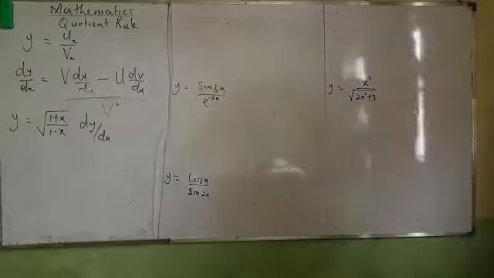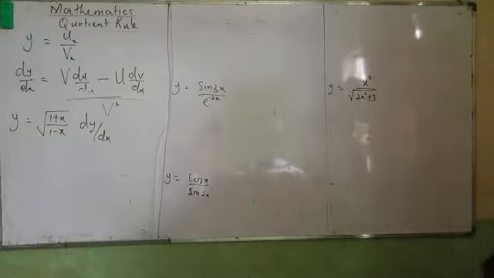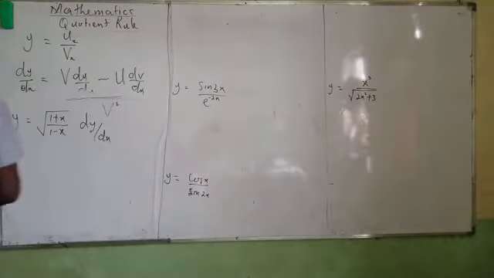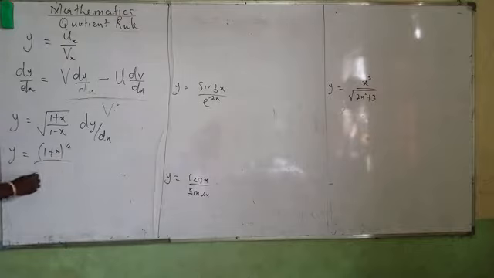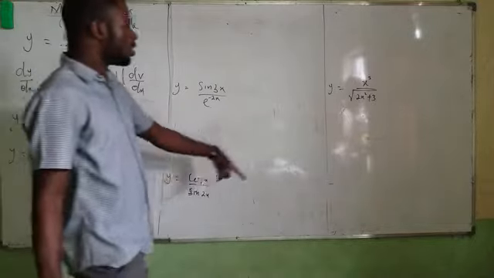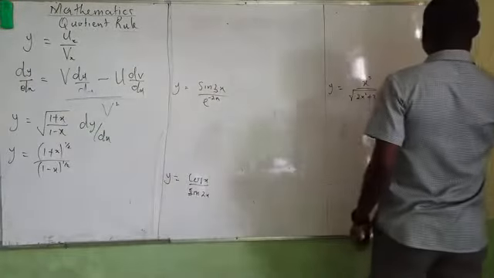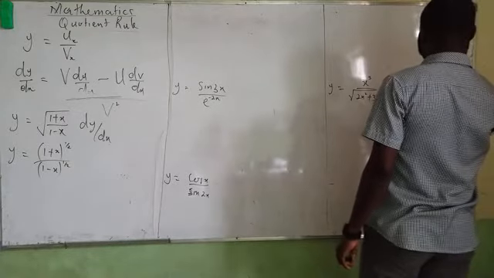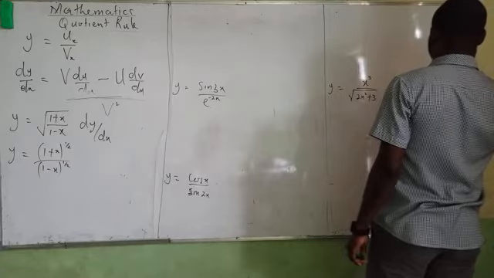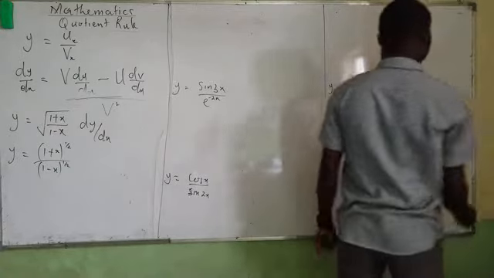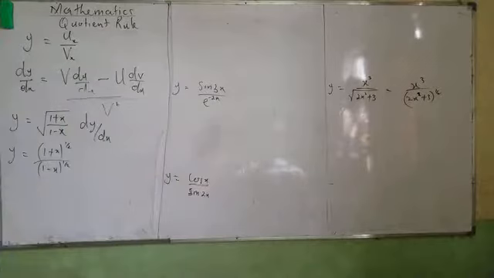When I have something like this, a simple way of handling this question is to write this as (1 plus x) bracket of 1 over 2 over (1 minus x) bracket of 1 over 2. That is only the logic behind it. Also, this can be written as x³ all over (x² plus 3) bracket of 1 over 2. By so doing, I think the problem is very simple for you.